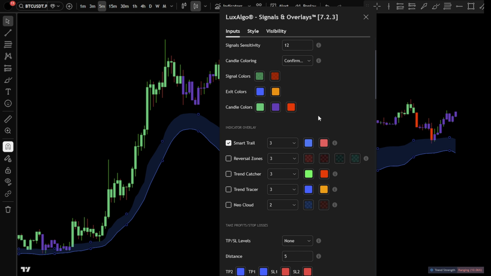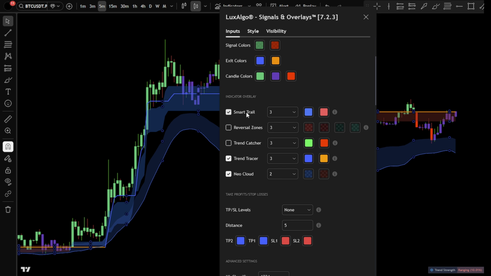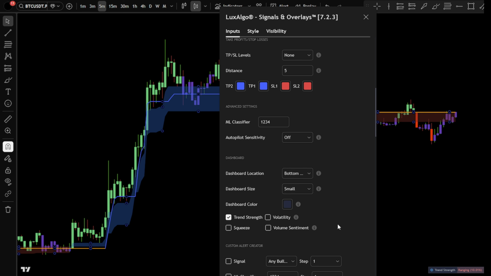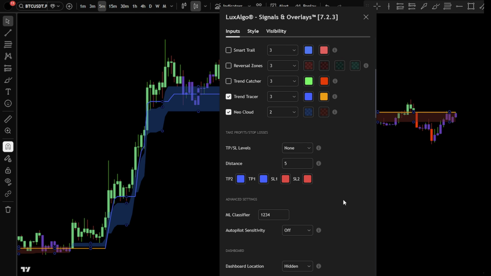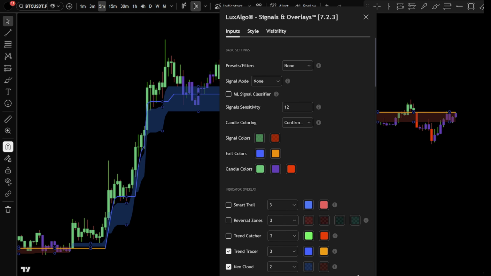Next, we enable the overlays we need. Make sure the trend tracer is enabled and set its value to 3. Also enable the Neo Cloud and set its value to 2. These two overlays will help us visually confirm trend direction and structure. Inside the dashboard settings, make sure the dashboard location is set to hidden so the chart stays clean and easy to read. We are not changing any colors or styles here. Everything stays at its default appearance.